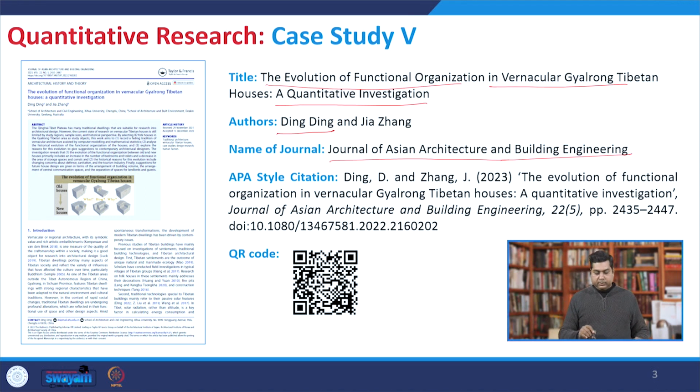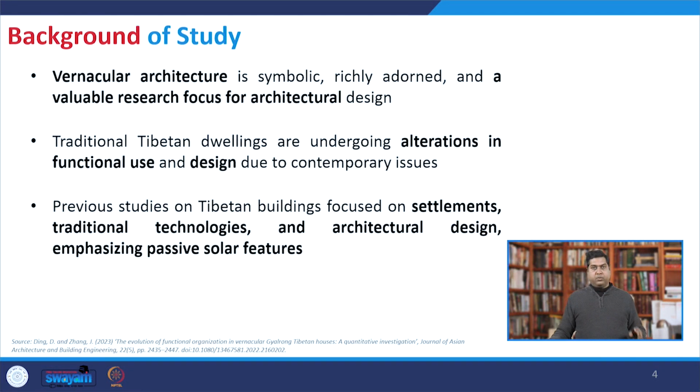Now the APA style citation of this paper is given. Along with that, like all previous case studies, here also I have given you this QR code. By scanning it, you can get access to this particular paper. Now let us understand how the authors thought of this particular research.